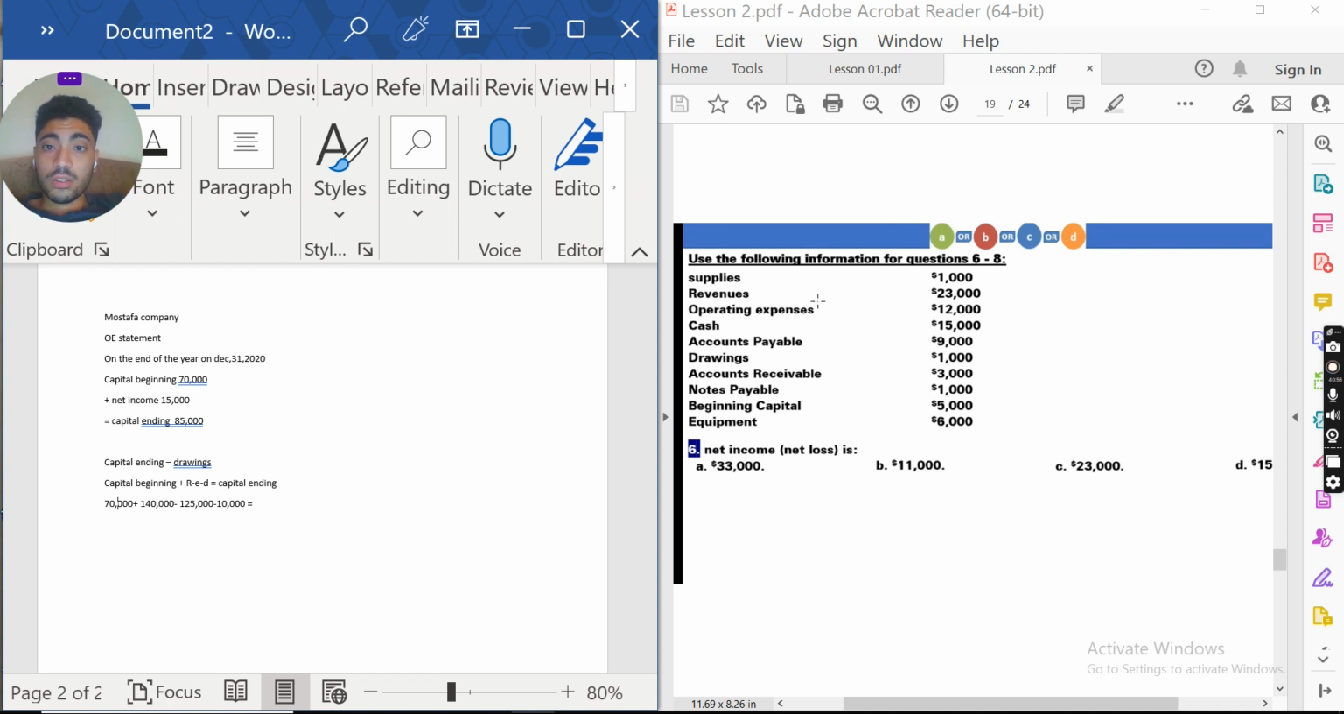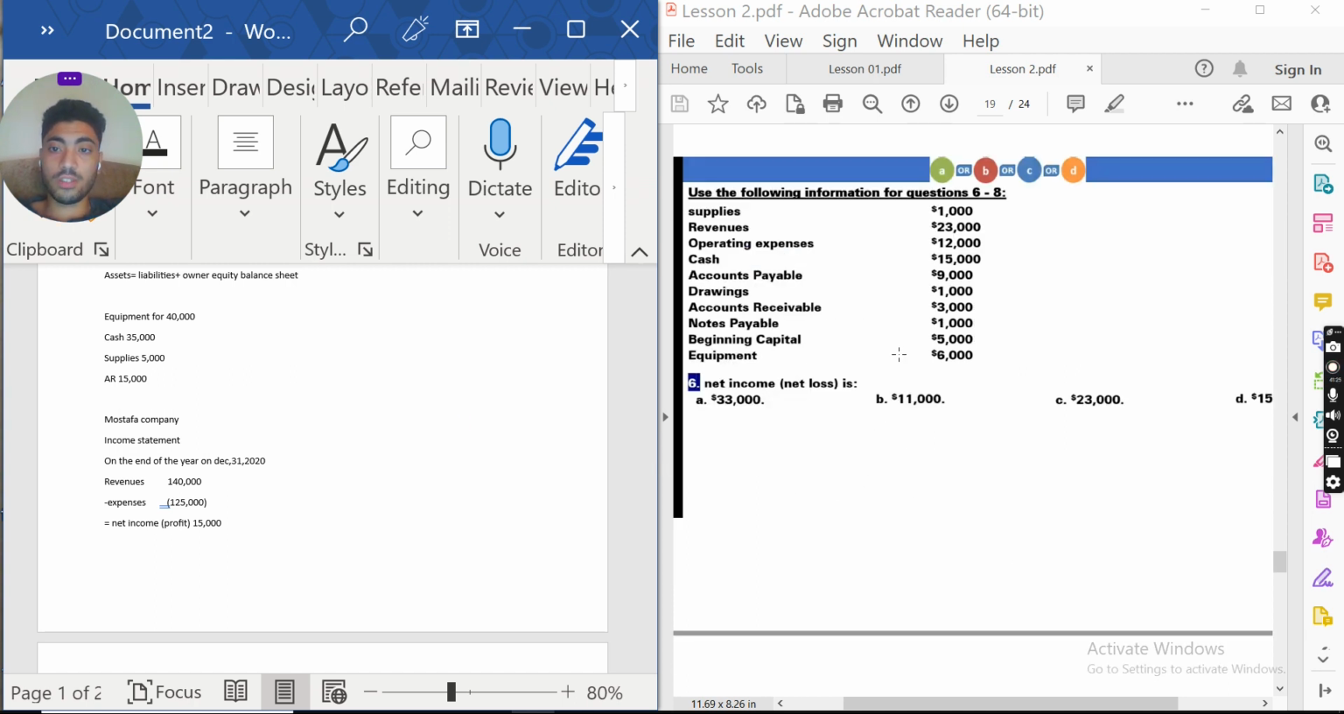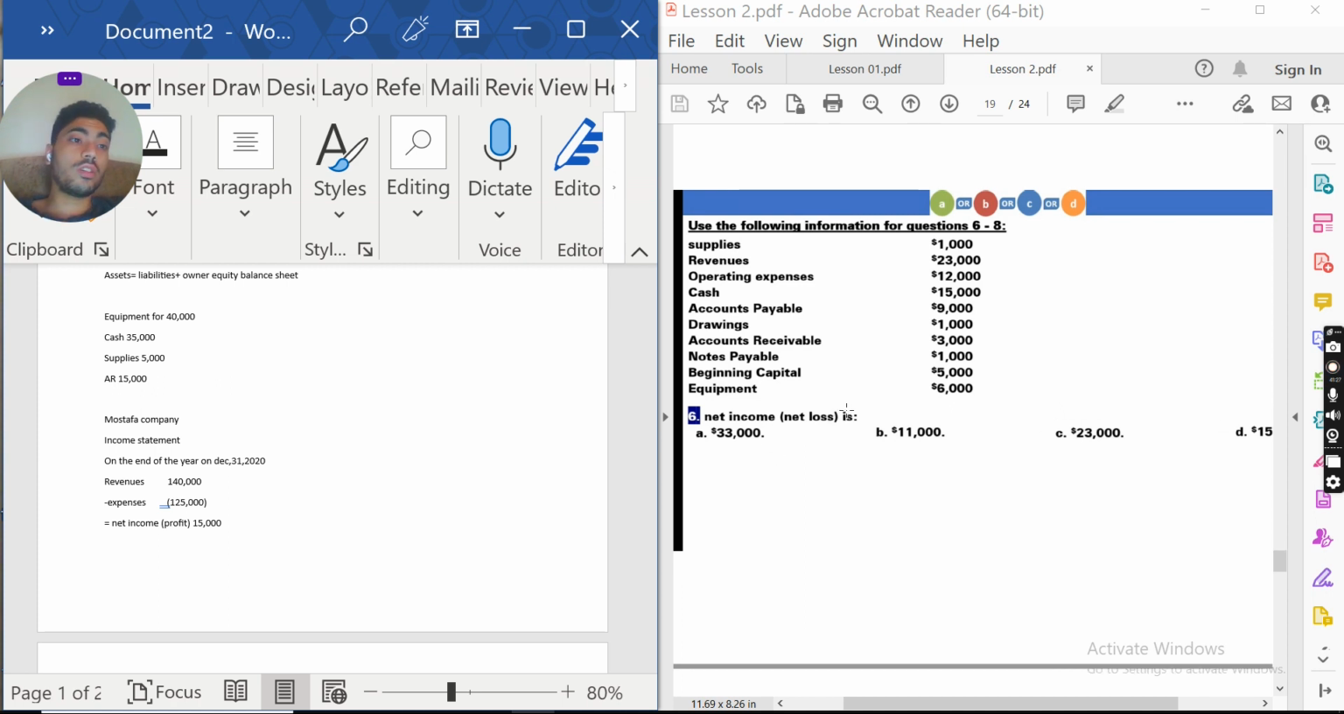Okay, let's check this. Use the following information for questions 6 to 8. Supplies, revenues, operating expenses, cash, accounts payable, net income, net losses. Okay, net income, net loss is revenue minus expenses. Revenue is 23,000, operating expenses is 12,000, which is 11,000. Alright, that's an easy one. Net income, net loss is determined by the income statement, revenue minus expenses.